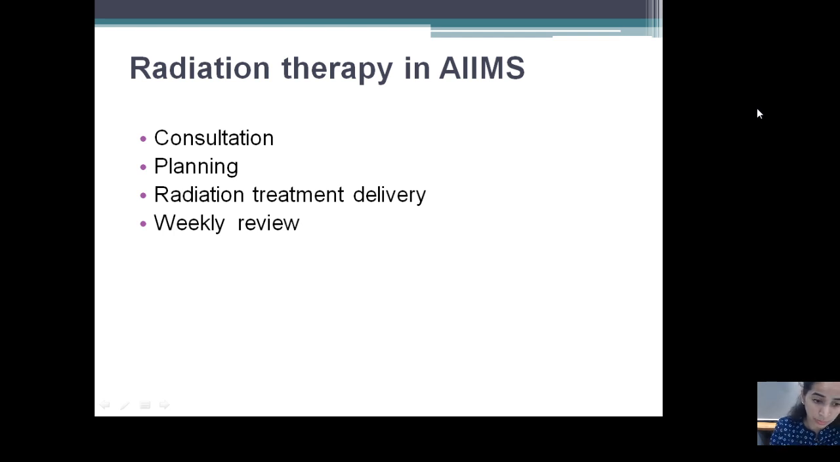So usually what happens is, for example, the patient is having 60 grays over 30 fractions over 5 weeks. Like that, the patient will get. So usually in a week the patient will get 5 radiation therapy sessions. So Monday to Friday the patient will get radiation therapy, and Saturday and Sunday will be off. Like that, the treatment will continue for 5 or 6 weeks as well.